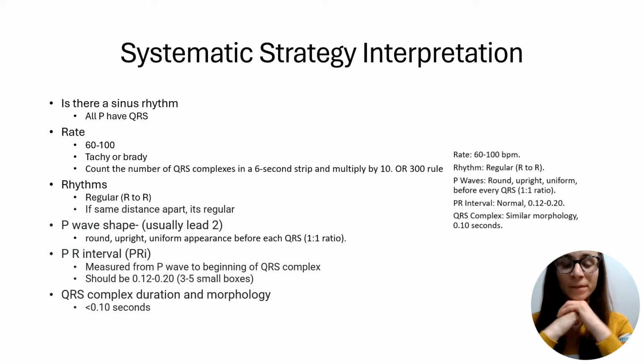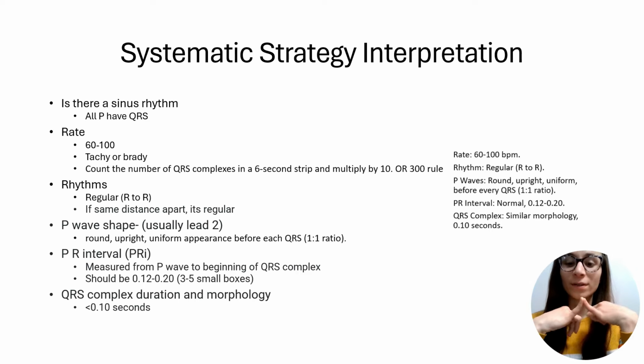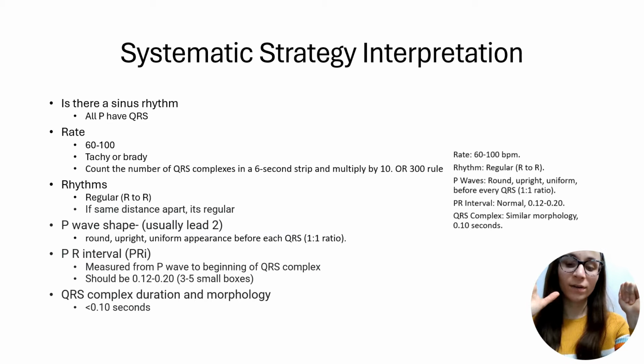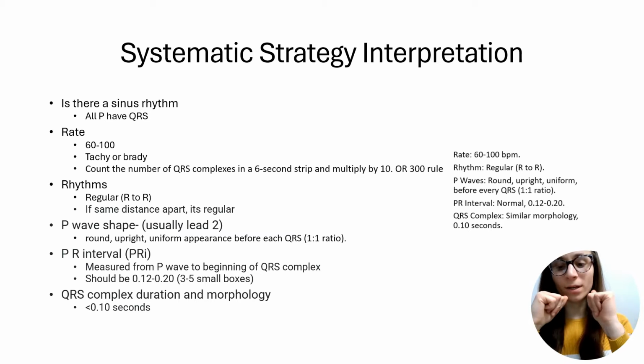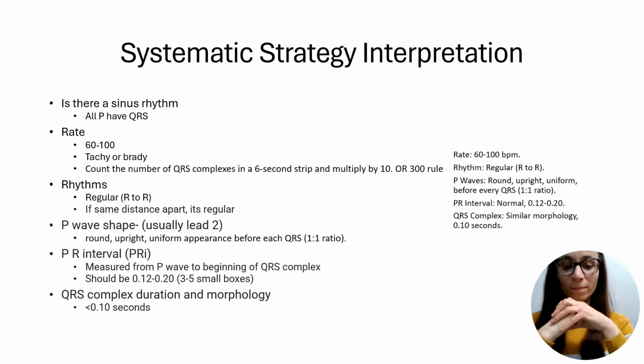The next thing we're going to do is look at the P wave. Usually you look at it in lead 2, but what we want the P wave to be is round, upright, uniform, and of course before every QRS complex, because the P wave indicates atrial contraction, QRS is ventricle. We want atria, ventricle, atria, ventricle. We don't want them by its own. We don't want it without either. So we want a round, upright, uniform P wave in every single one.